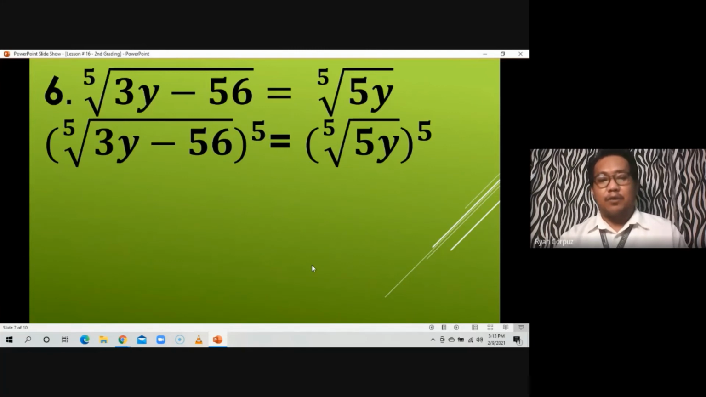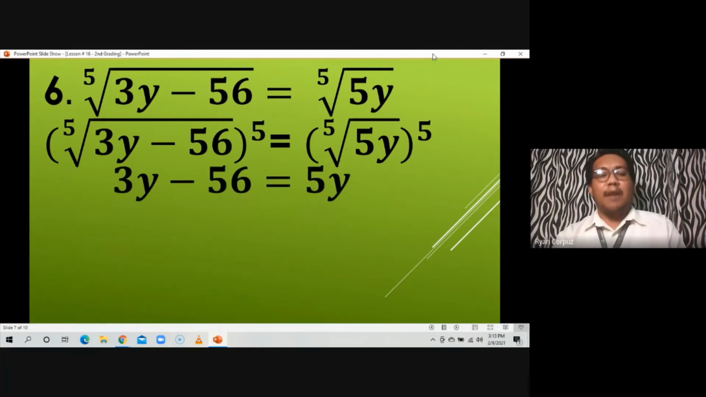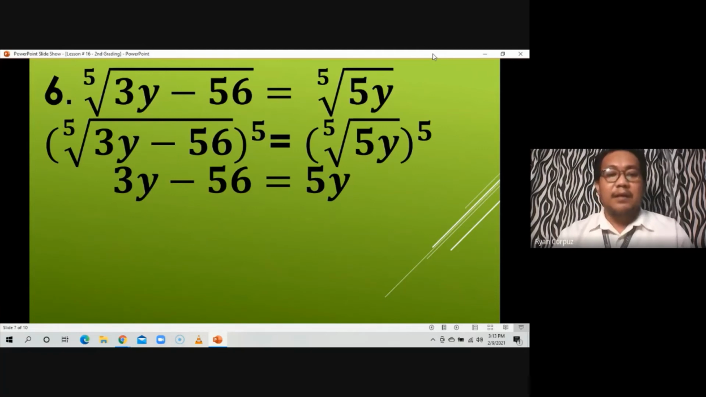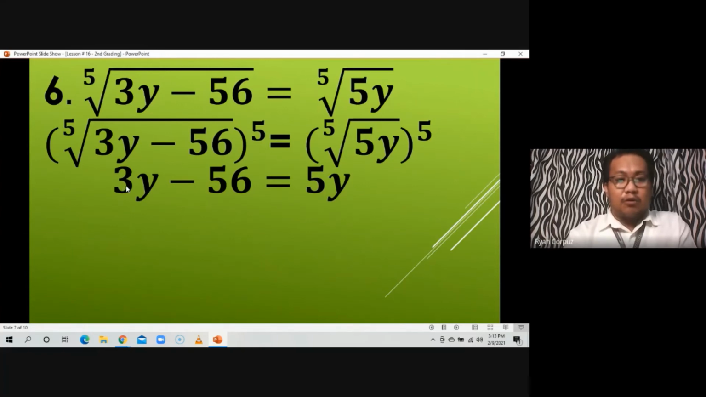And again, the purpose of doing that is for us to eliminate the radical sign in the given equation. Since it is the fifth root that we eliminate, we have to raise both sides of the equation to 5. So the fifth root will cancel out together with the exponent 5, as well as on the other side. So what is left is 3y minus 56 is equal to 5y. Those are the expressions inside, because we have removed the radical sign. Then, let's simplify.